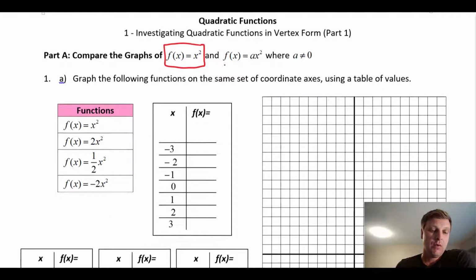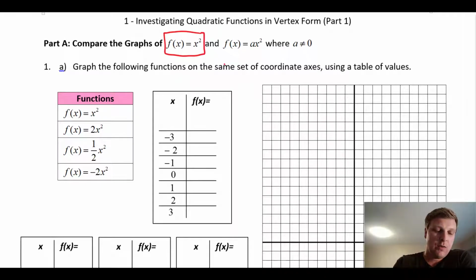I've got a table of values here. If we think of f of x as just being x squared, remember that's our simplest parabola, what is f of x in each of these cases? I'll start in the middle of the table. If x is 0, then f of x is just 0 squared, which is 0. Let's work our way into the positive numbers first. If x is 1, 1 squared is 1, but 2 squared is 4, and then 3 squared is 9.